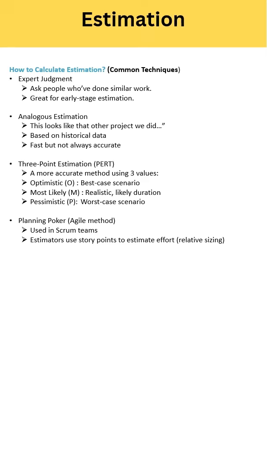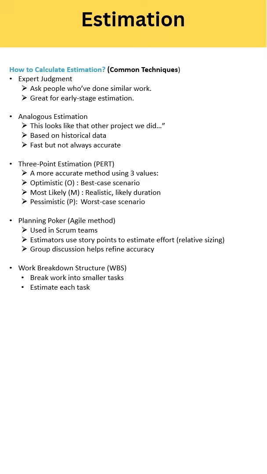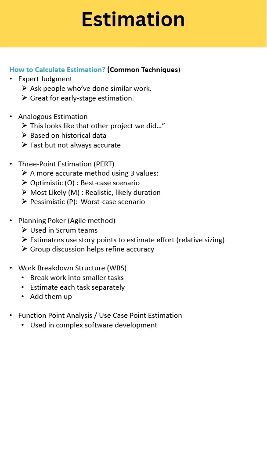Next one is three point estimation. It is also known as PERT, and it is mostly called a more accurate method to calculate the estimation. Here we use three values: optimistic, most likely, and pessimistic. Optimistic is indicated by O, and it is the best case scenario. Most likely is indicated by M, and it is the realistic scenario. Pessimistic is indicated by P, and it is the worst case scenario. The formula to calculate the estimation is: optimistic plus 4 times most likely plus pessimistic, divided by 6.